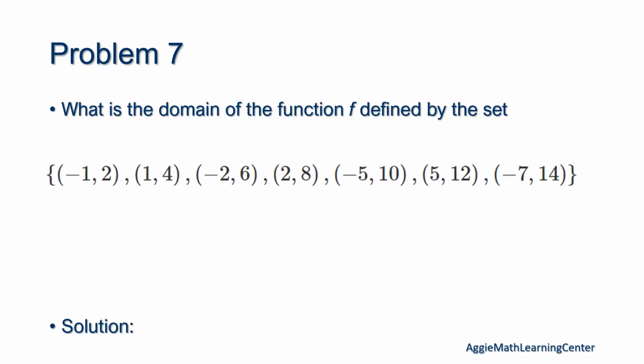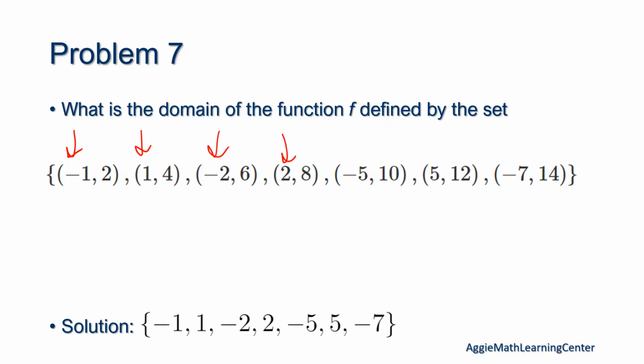In this, we're just given a bunch of points. So what are we putting in for x? Well, we're putting in a -1. We're putting in a 1, and so on. So that is our domain.